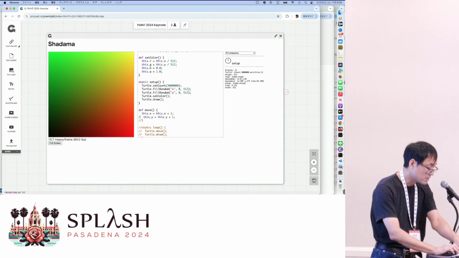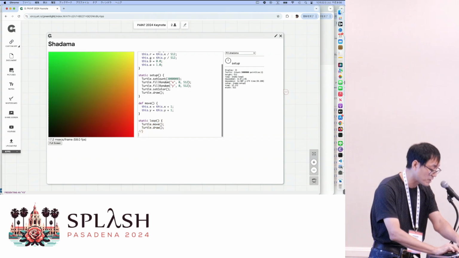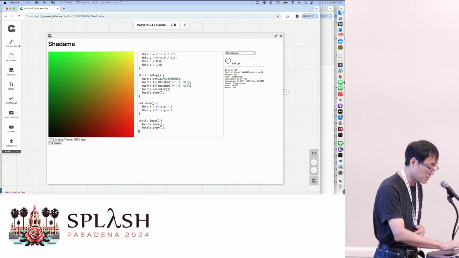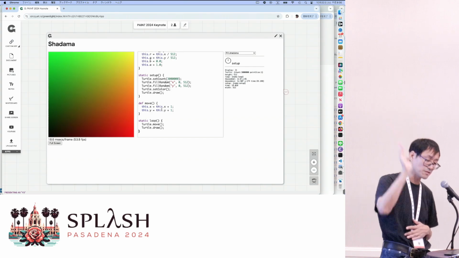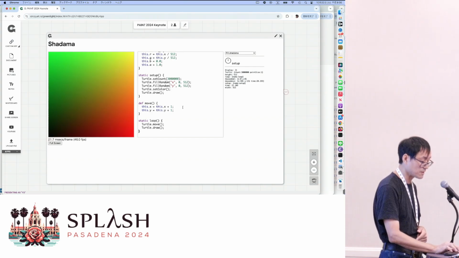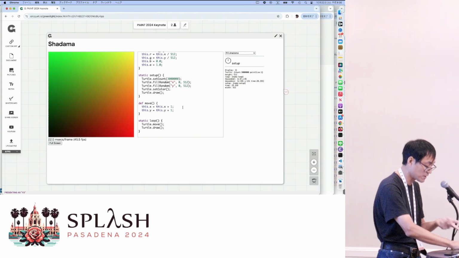This is often hard to do during a talk, but I am defining a new method, say move, that moves everybody toward this direction, and then the loop says move and draw.